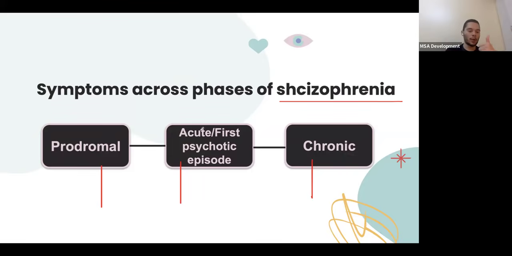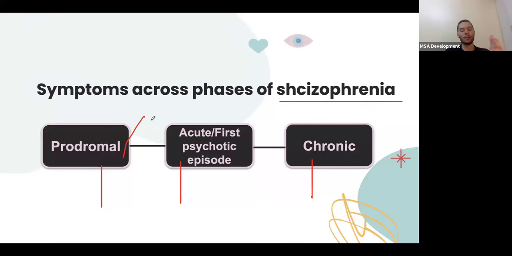For the prodromal stage, are cognitive symptoms found? Cognitive symptoms are actually very prominent in the prodromal stage. Are negative symptoms present? Yes, they are. Negative symptoms are also common in the prodromal. Cognitive are most prominent, negative are common. What about positive? Positive are rare, they are not found. Prodromal is mainly cognitive, then negative, then positive.